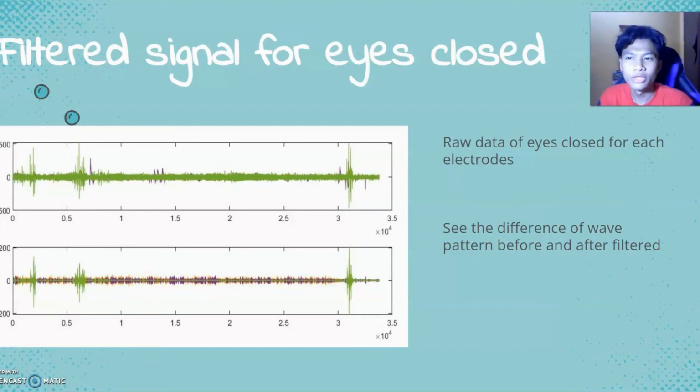Okay, now we filter the raw data of eyes closed in one figure. As you can see, there is the difference of wave pattern before and after filter. Before filter, the amplitude tends to be higher than after filter because the noise is filtered. But there is some noise that we can't filter, because based on research, some artifacts are impossible to filter using the bandpass, so we need to use other tools that can filter the noise like ICA, EEG, and so on. Okay, next.